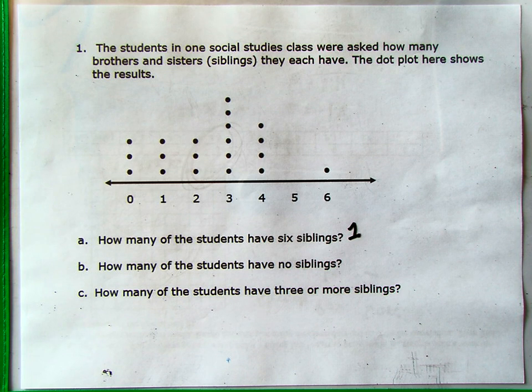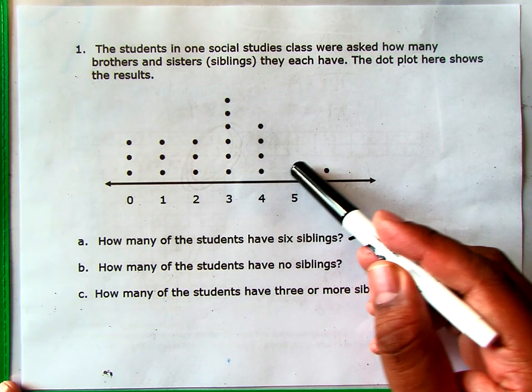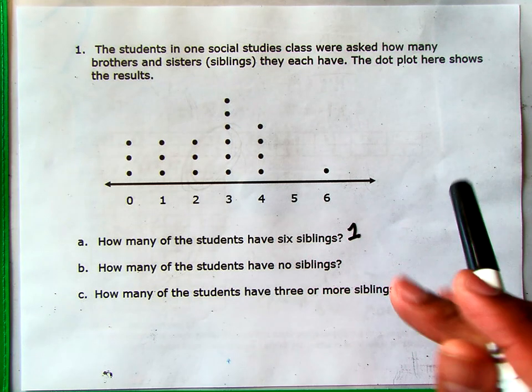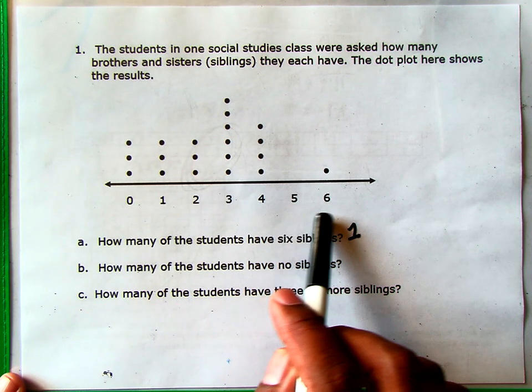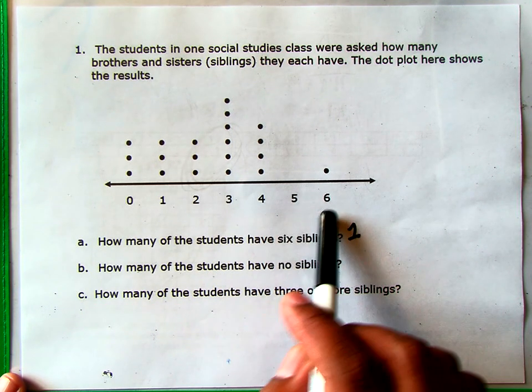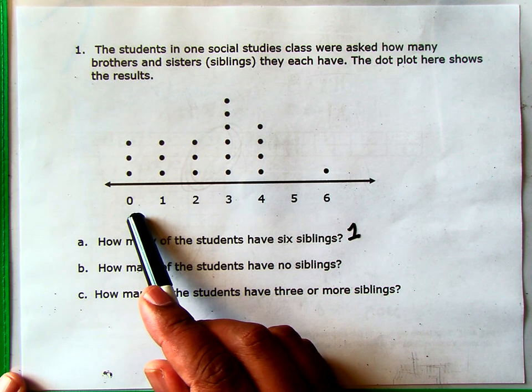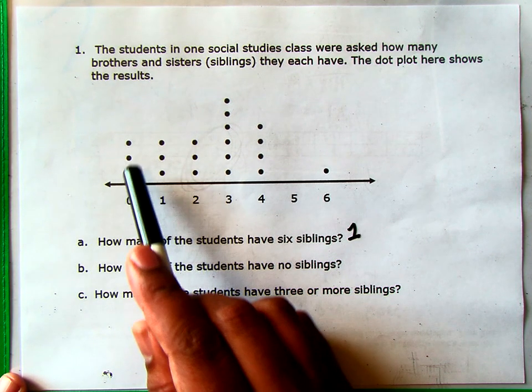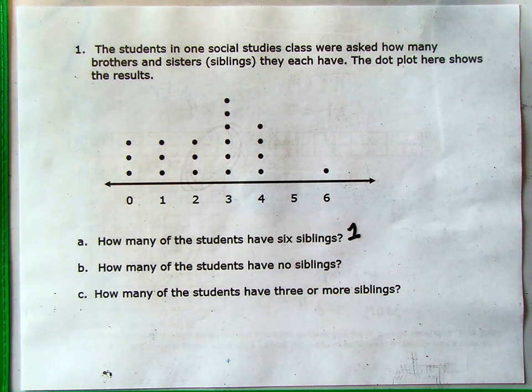Then it says, how many of the students have no siblings? You might think, oh, there's none, but don't. You got to say, alright, this is the list of the amount of siblings. The one that's 0 is here. How many dots do I have for 0? And that's 3.